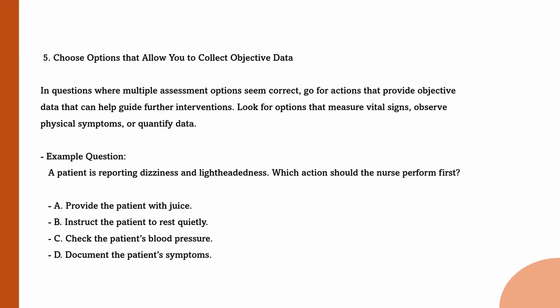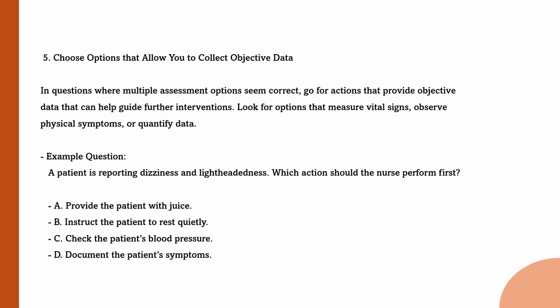Example question. A patient is reporting dizziness and lightheadedness, right? Which action should the nurse perform first? A, provide the patient with juice. B, instruct the patient to rest quietly. C, check the patient's blood pressure. D, document the patient's symptoms. Now, you know you want to do assessment. So obviously you are going to look for assessment first because this doesn't look like an emergency situation. So easily I can say C is the correct answer, right? C is the correct answer.